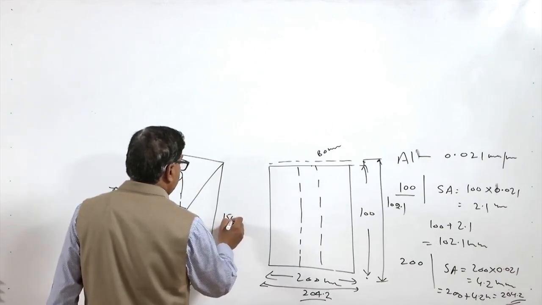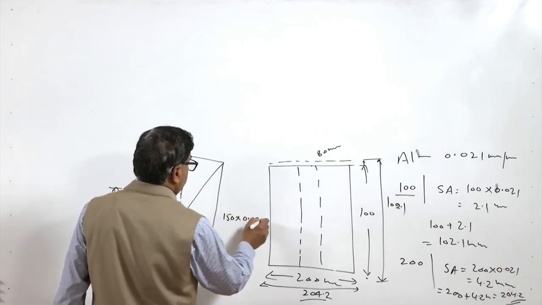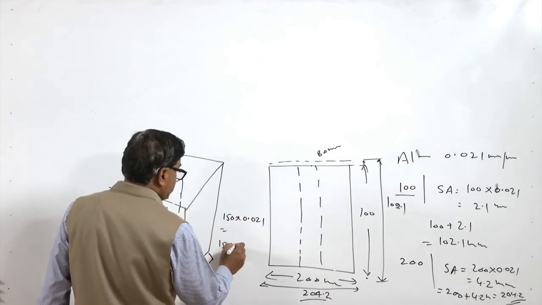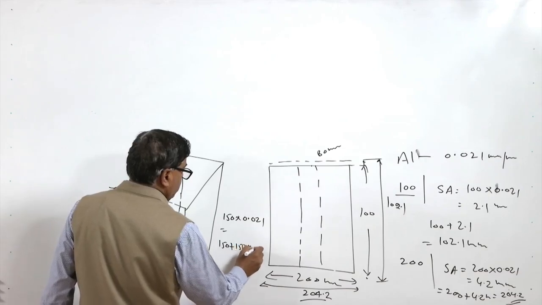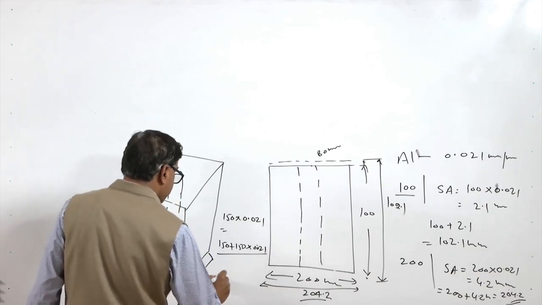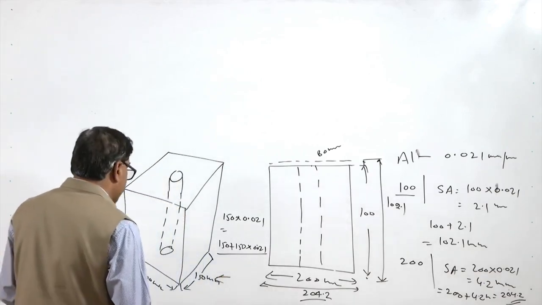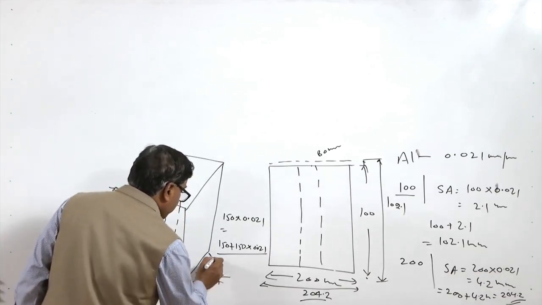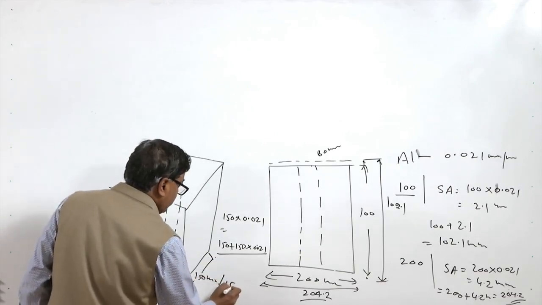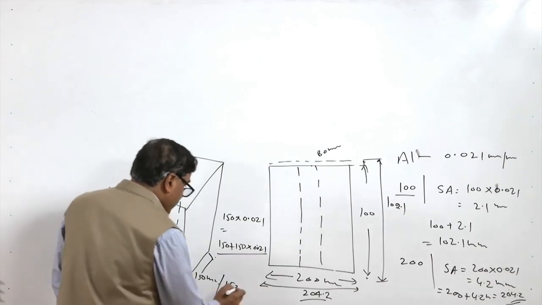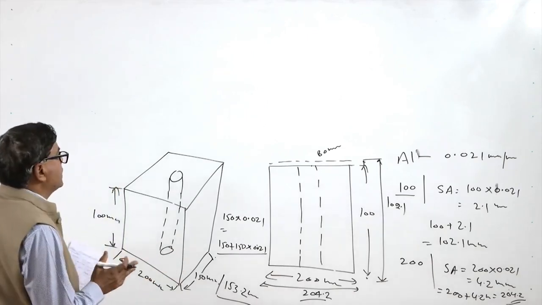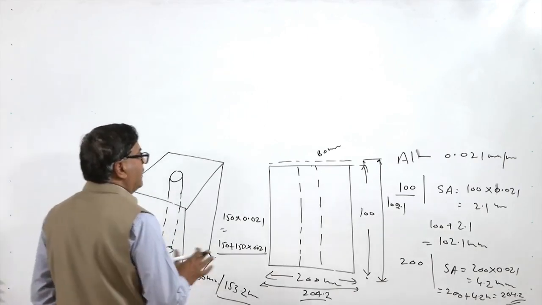So, 150 multiplied by 0.021 will give us the shrinkage allowance, and that is to be added to 150, so 150 plus 150 into 0.021. So, this will be the modified dimension, and after adding the shrinkage allowance, it comes out to be 153.2 mm. So, this is how the shrinkage allowance is given to the external dimensions.